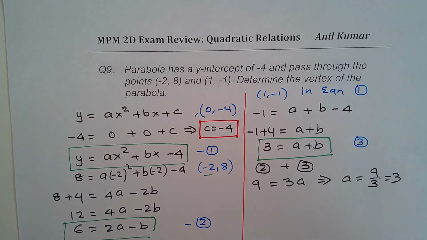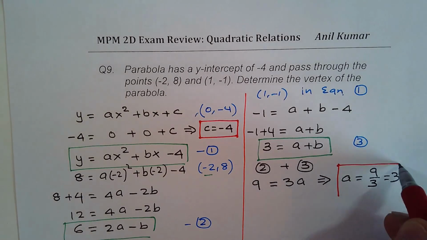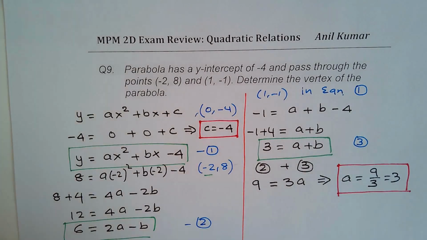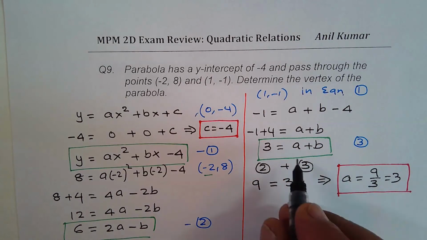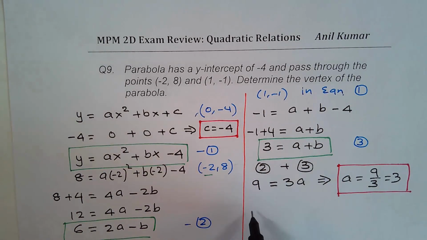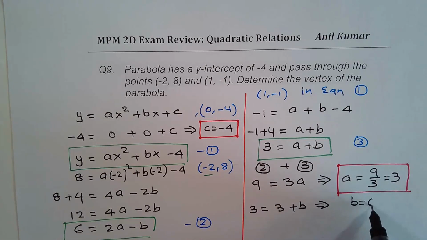So out of the 3 unknowns, we know 2 of them now. c is minus 4, a is 3. To get the value of b, we can use equation number 3, substitute a, and get the value of b. So if I substitute a as 3 in equation 3, I get 3 equals 3 plus b. Now that is possible if b is equal to 0. Perfect. So we get the value of b as 0.